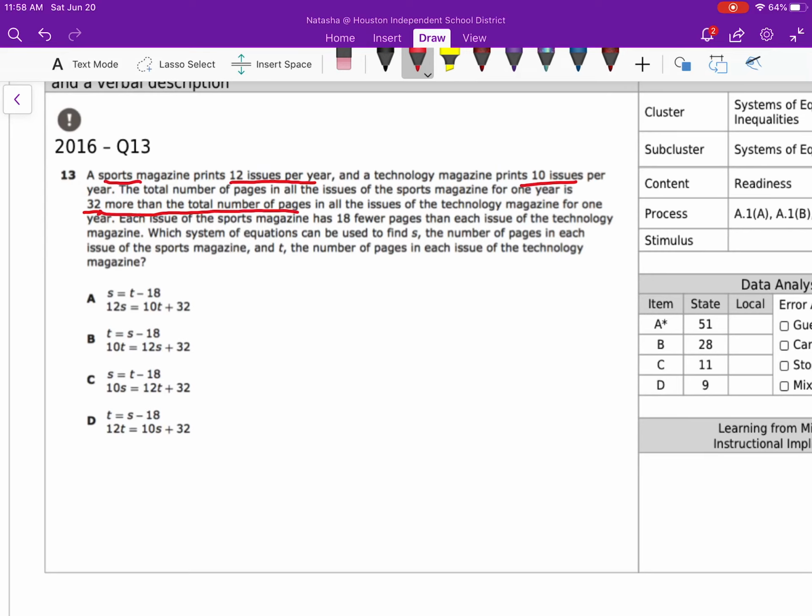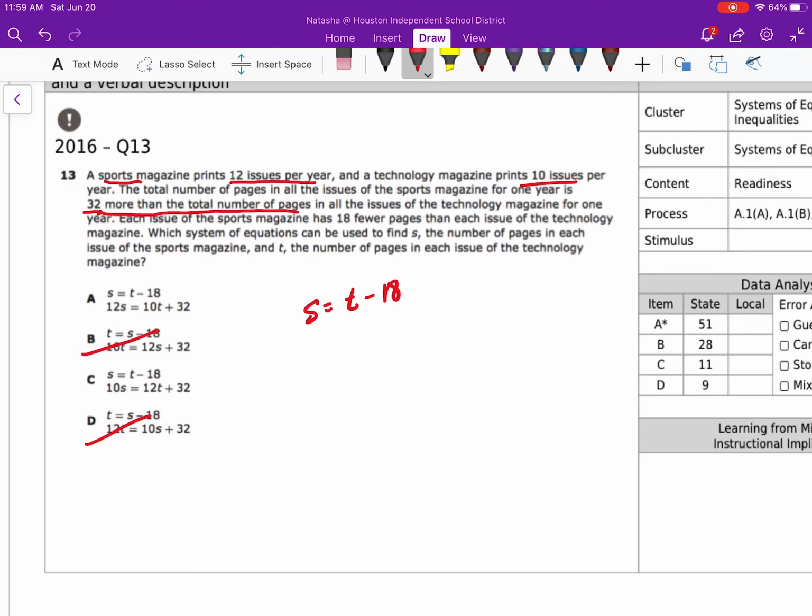Each sports magazine has 18 fewer pages than each of the technology. So the sports is equal to the technology minus 18. Right, so that's our first equation. That's going to eliminate B and D. Okay, so now we need to write the other one.